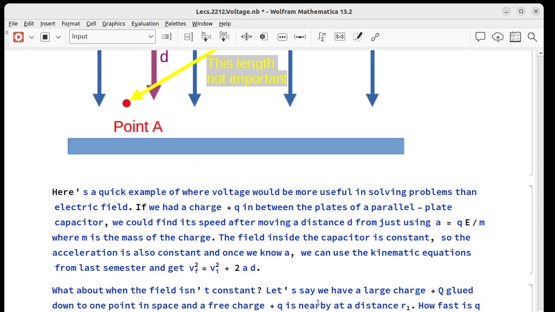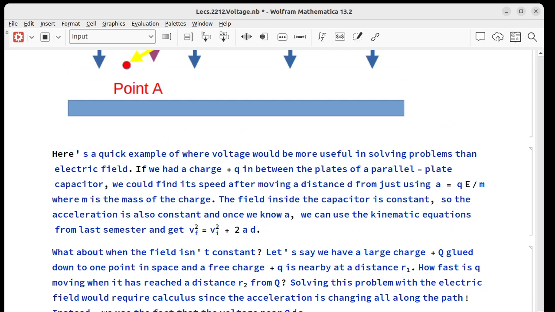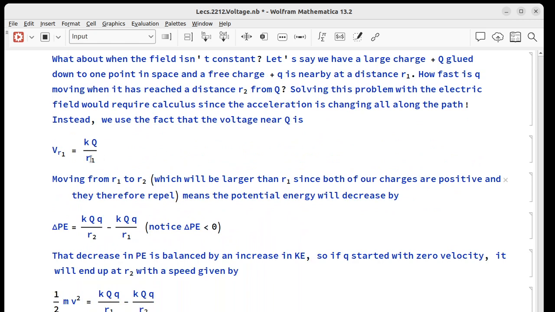What if the field isn't constant, though? Let's say we have a large charge plus Q glued down to one point in space and a free charge plus little q nearby at a distance r1. How fast is little q moving when it's reached a distance r2 from Q? If we wanted to solve this problem with the electric field, it would require calculus because the acceleration is changing all along the path. Instead, we can use the fact that the voltage near Q, for example at point r1, is kQ over r1. We move from r1 to r2, which is going to be larger since these positive charges are going to move away from each other.